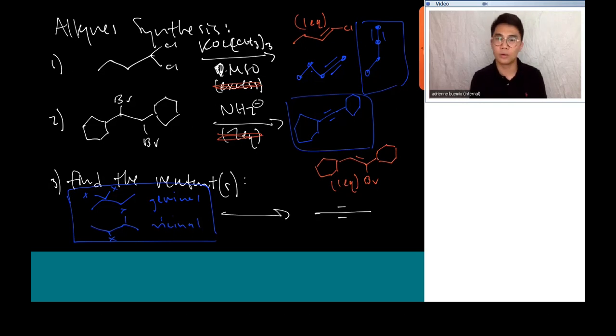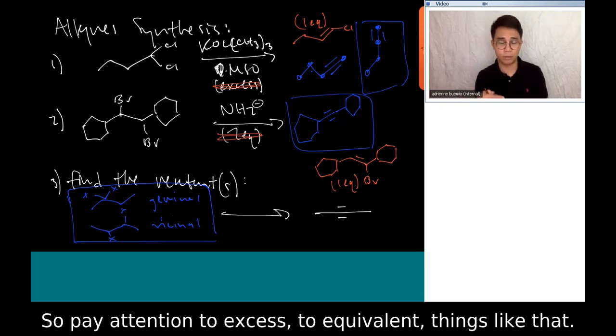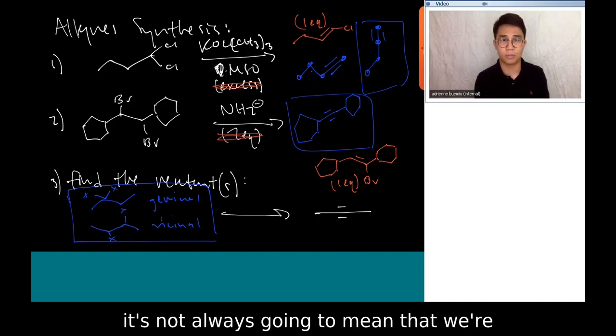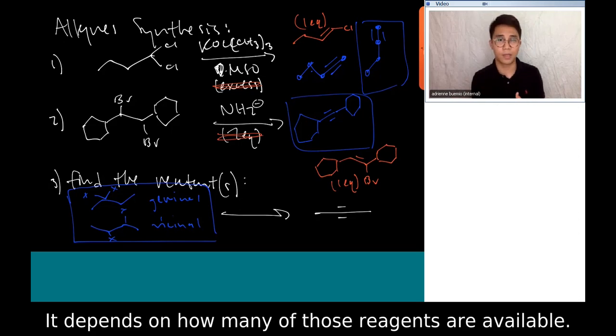So pay attention to those excess or equivalent cues. Just because it's a vicinal or geminal starting material, it's not always going to mean that we're going to have an alkyne, because it depends on how much of those reagents is available to us.